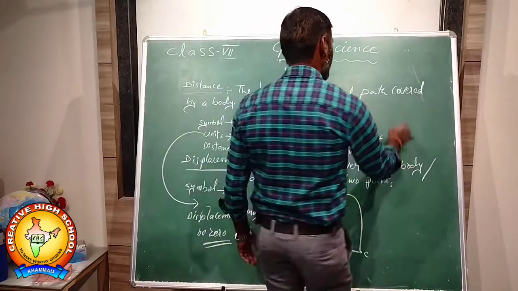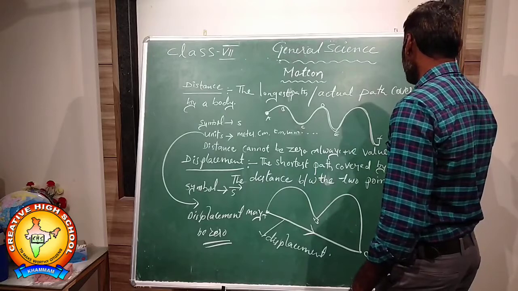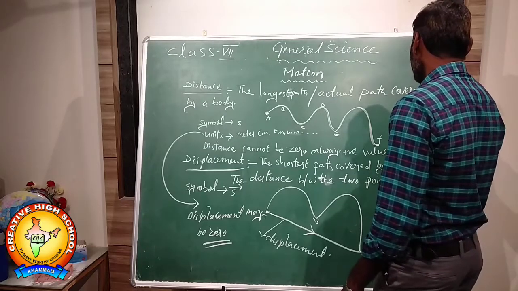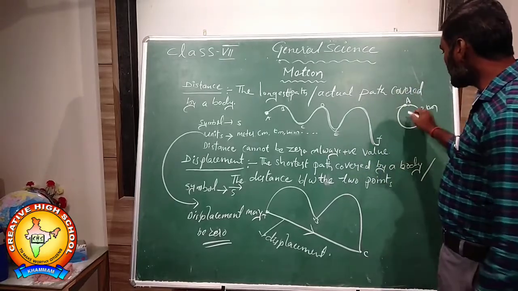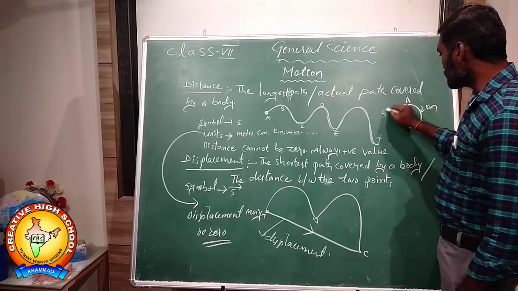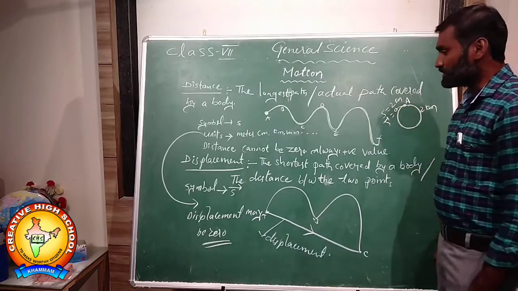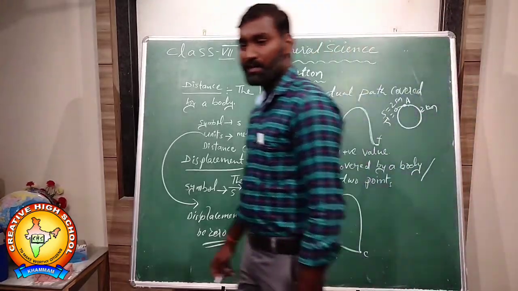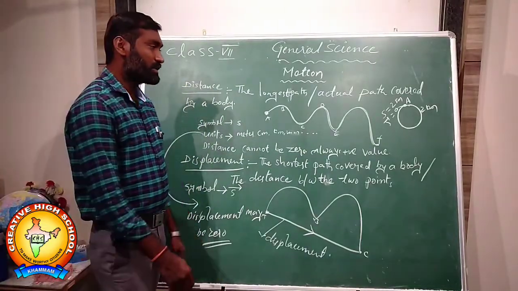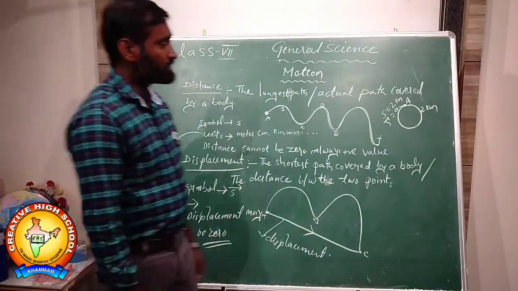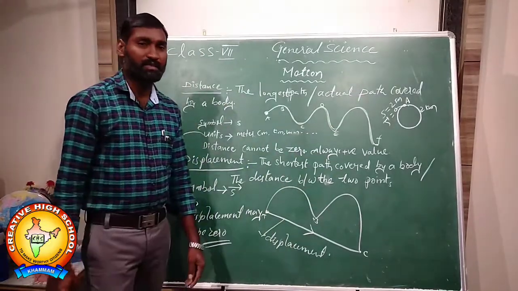For example, an athlete runs around a circular path. The person starts at A and comes back to the same point, covering 2 kilometers. In this case, distance S is equal to 2 kilometers and displacement S bar is 0. The displacement becomes 0 because there is no separate initial and final point. Okay, this is about distance and displacement.